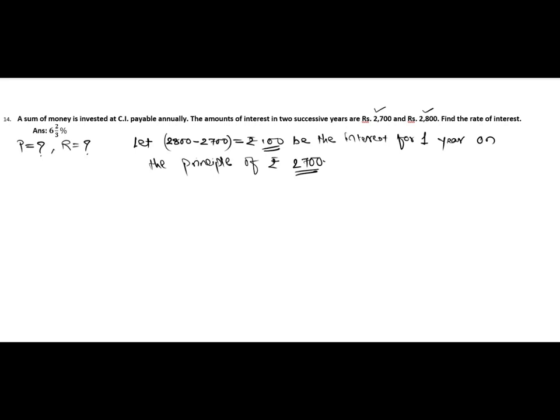Read this sentence once more. I'm going to read it once more for you and explain what I've done. I've subtracted 2800 and 2700, the difference of the interest in two successive years. The difference of interest or the difference of amounts for two successive years becomes the interest for 1 year. And the lower interest, that is 2700 in this case, or the lower amount becomes the principal.